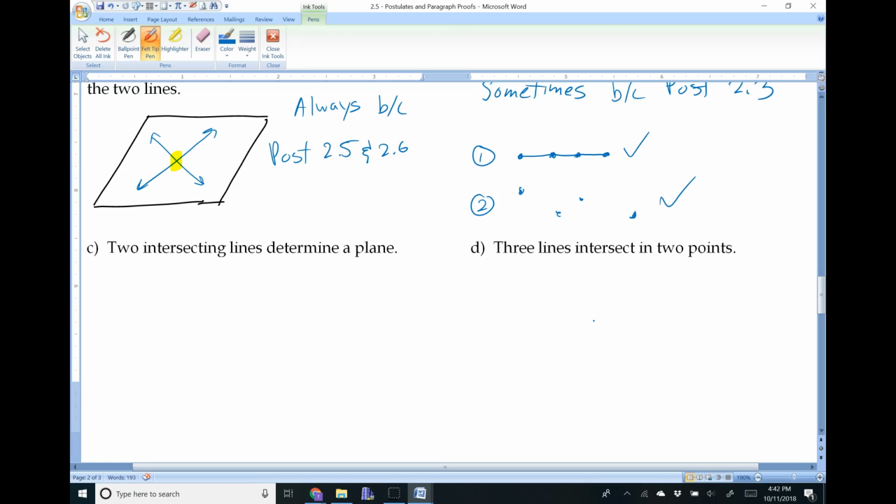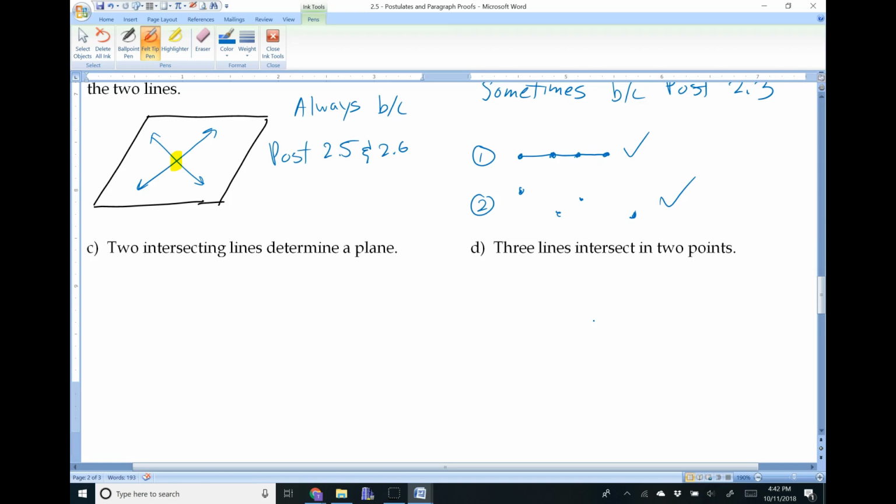Do 2 intersecting lines always determine a plane? Or do they sometimes determine a plane or never determine a plane? And think about it. How do we determine planes in general? What did we have to use to determine planes? Did we say lines A, B, C, D determine a plane? Or did we say points A, B, C, D determine a plane?